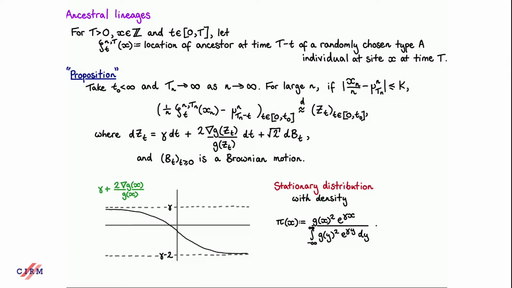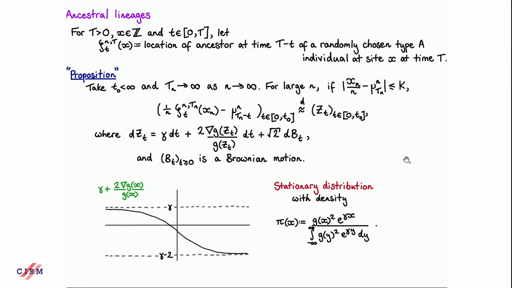And it actually has a nice explicit density, which is given by pi of x is g of x squared times e to the gamma x, and then normalized. So it turns out that the exact condition for this diffusion to have a stationary distribution is for gamma to be in the pushed wave case of gamma being between 0 and 2.